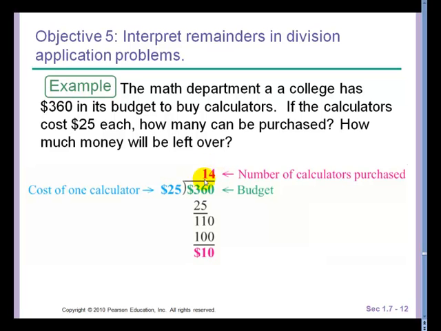The 14 is the number of calculators we purchased. The $10, our remainder, is the money left over. Again, the remainder is the money left over. So, the math department purchased 14 calculators and had $10 left.